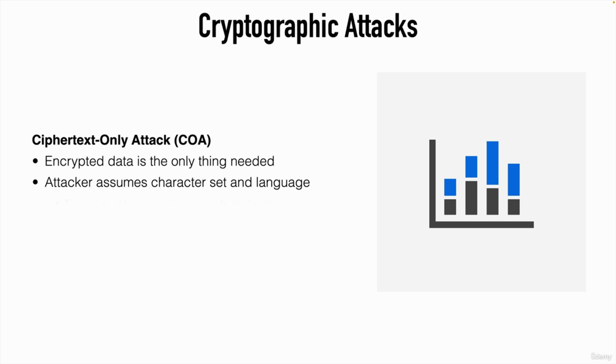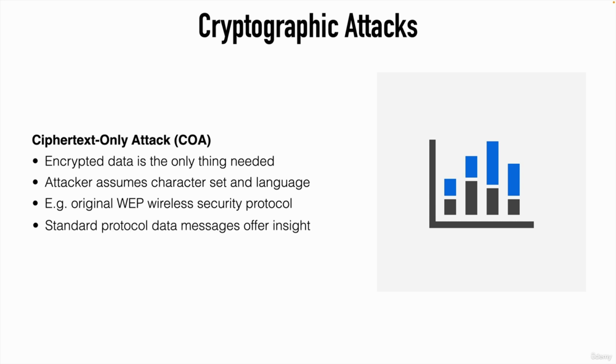The original Wi-Fi security protocol WEP is an example of this. That was susceptible to many ciphertext-only attacks. One of the ways this works is with known standard protocol data messages. So for example, with WEP, there are certain protocol messages known to be sent and received. If an attacker knows certain plain text contents like this, then they can begin to try and decode the data and draw correlations between the ciphertext and the plain text.